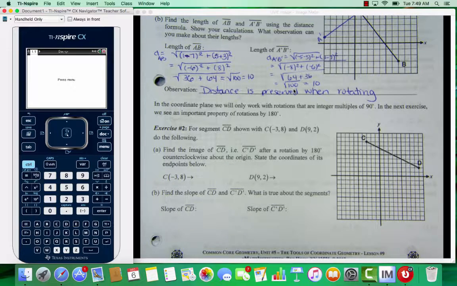All right, the second thing that we're going to do, it says in the coordinate plane we will only work with rotations that are integer multiples of 90. So in the next exercise we're going to see an important property that happens when we rotate by 90 degrees.